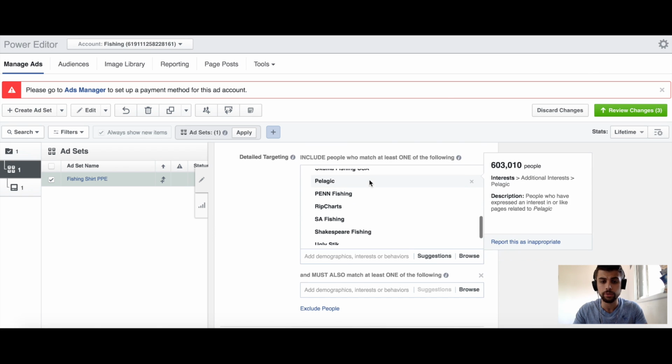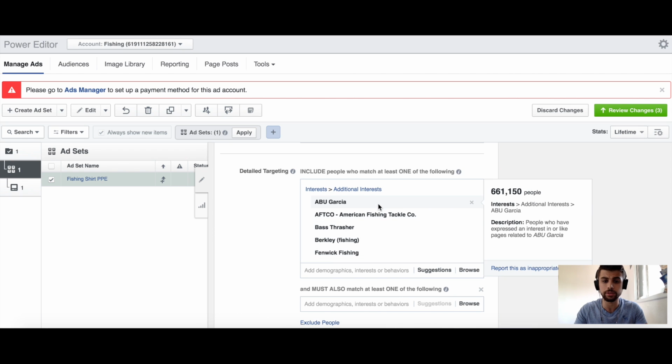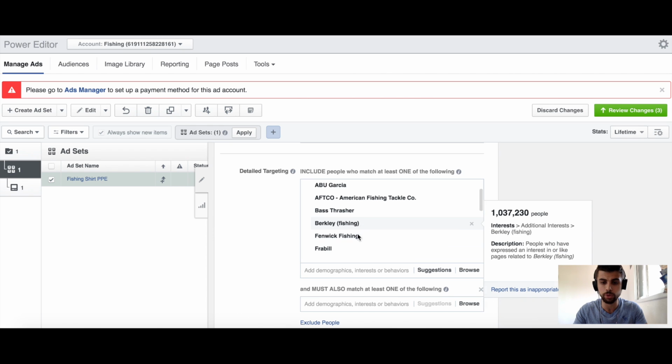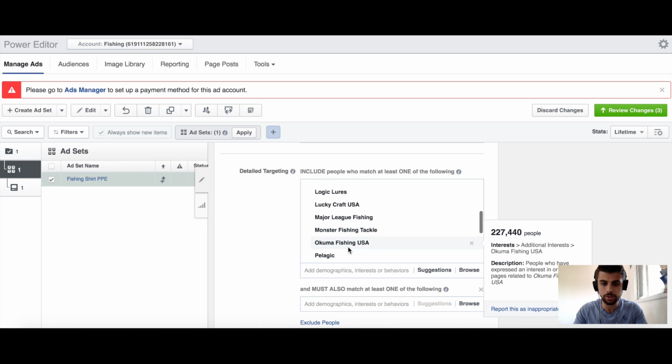I look for the biggest interest, the one with the most people, and then I put it here. So for example, let's look for the one with the biggest. We got Abu Garcia with 600,000. We got Berkley Fishing with 1 million. Let's see if we can find something that's even bigger.